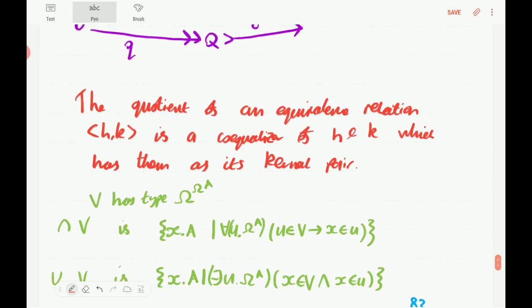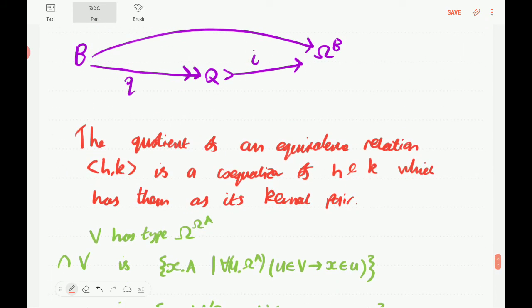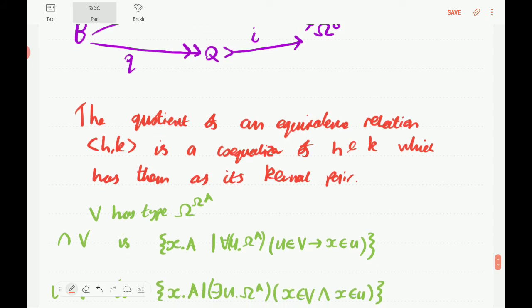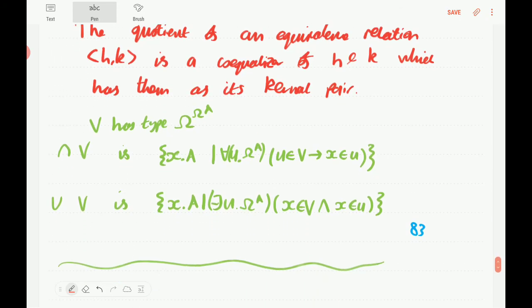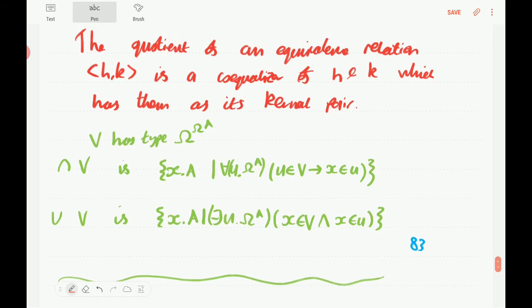Also, just something to bear in mind, a piece of notation which is related to this stuff. The quotient of an equivalence relation H comma K is a co-equalizer of H and K, which has them as its kernel pair. And also a couple of notes from toposes and local set theories.